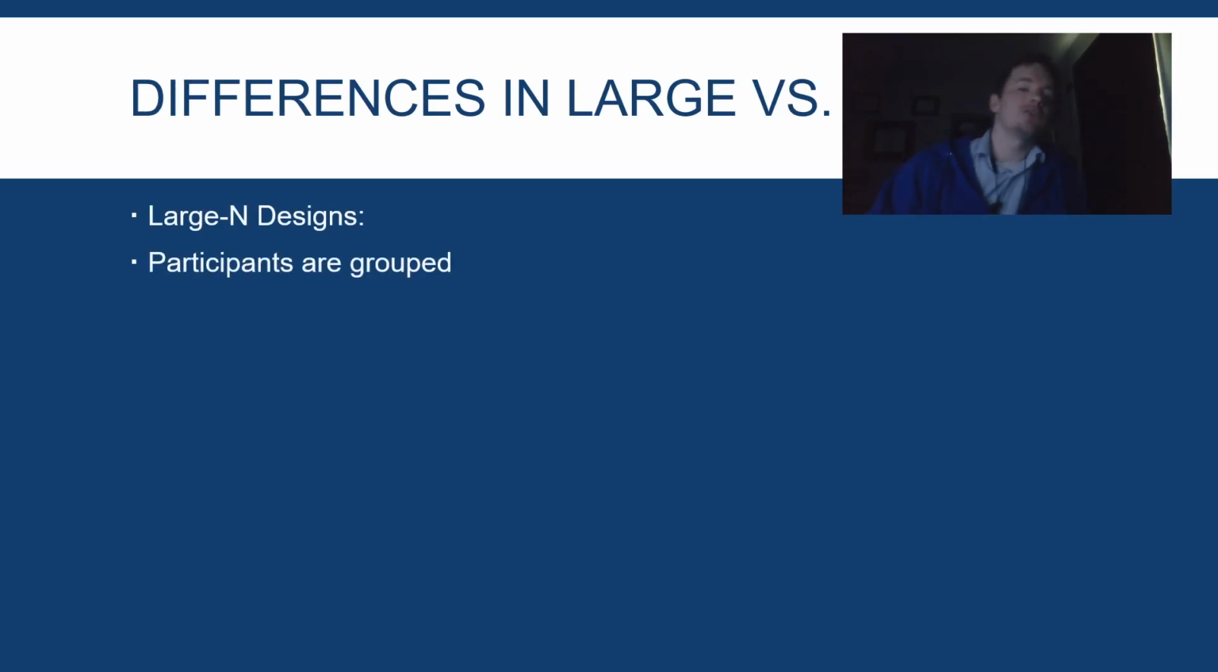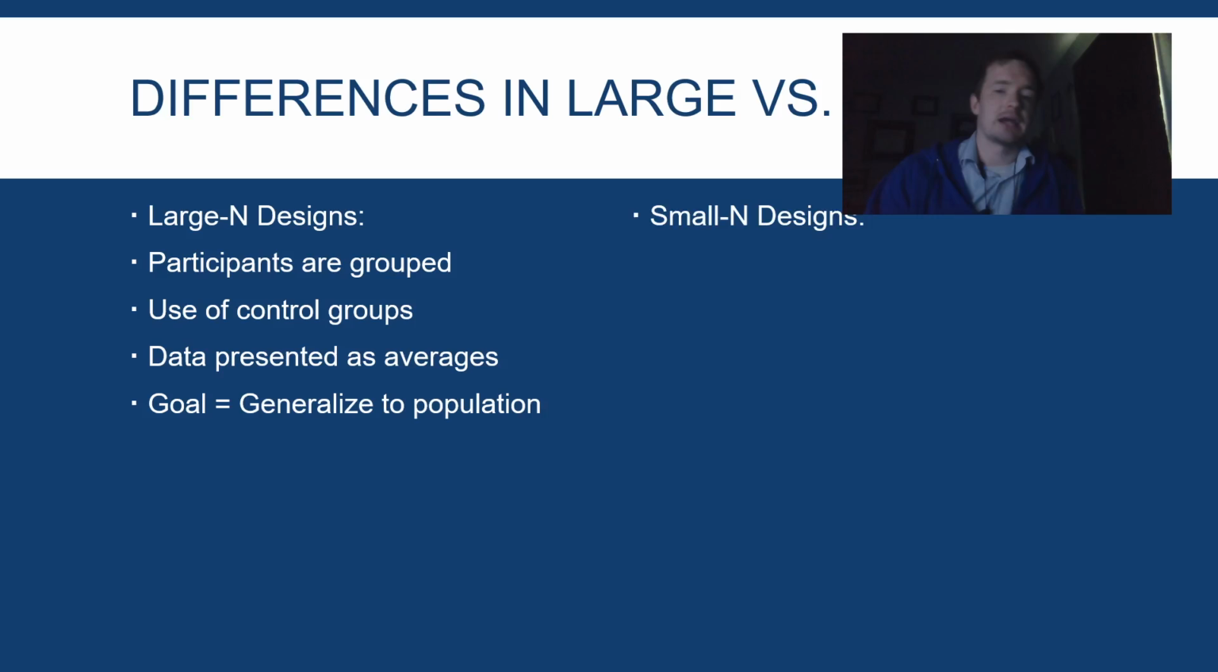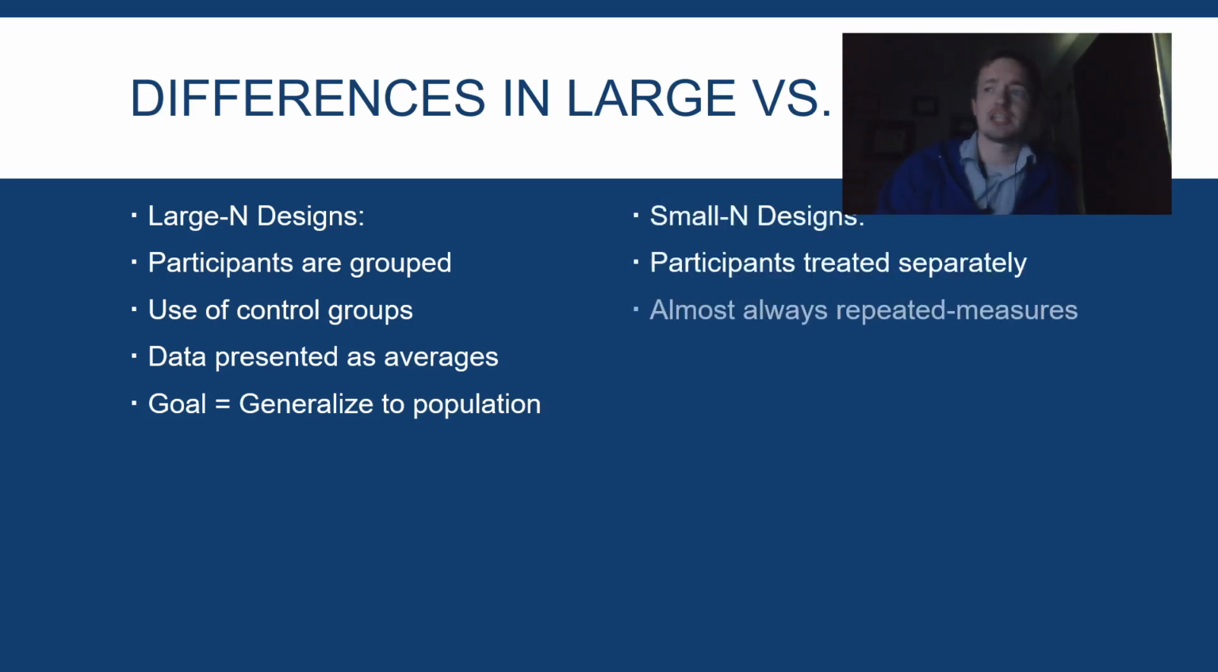So very quickly, a couple of differences that I want to highlight between large N designs or large sample designs and small sample designs. Whenever you have a large N design, your participants are going to be grouped. Sometimes you're going to have them all in one group that has multiple conditions, but oftentimes we split them out into different groups and give them different independent variables. For small N designs or single subject designs, we're going to be treating all the participants pretty much as their own individual instead of lumping them all together.